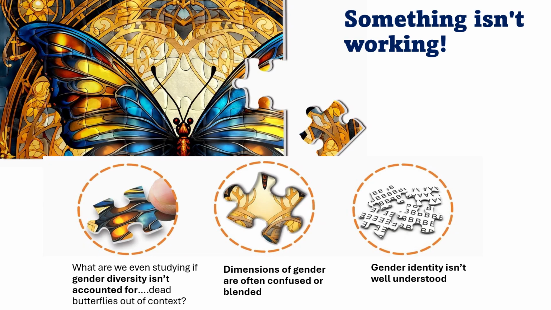Just like mistakes were made in early attempts to understand butterflies and caterpillars, historical approaches to understanding gender development do not account for the complexity of gender. Something isn't working. For example, current approaches rarely account for gender diversity, such as non-binary or trans identities. Or dimensions of gender are often confused and blended, and identity isn't well understood, perhaps because of all that blending. In any case, we need approaches to gender development that address these three limitations.